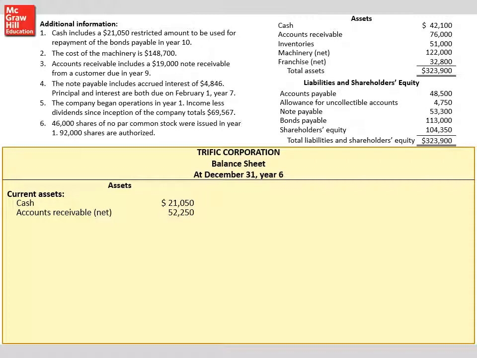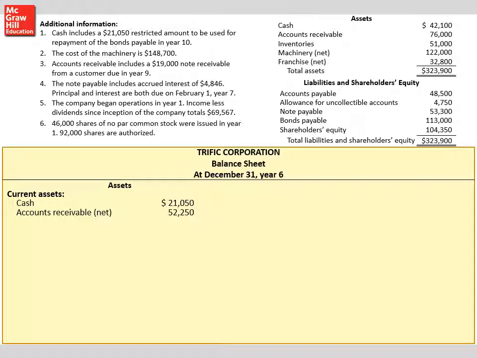Accounts receivable net is going to be $19,000 less. Let me see. So there's 76,000. Sorry, just give me a moment. I'm missing something. Oh, okay, there it is.